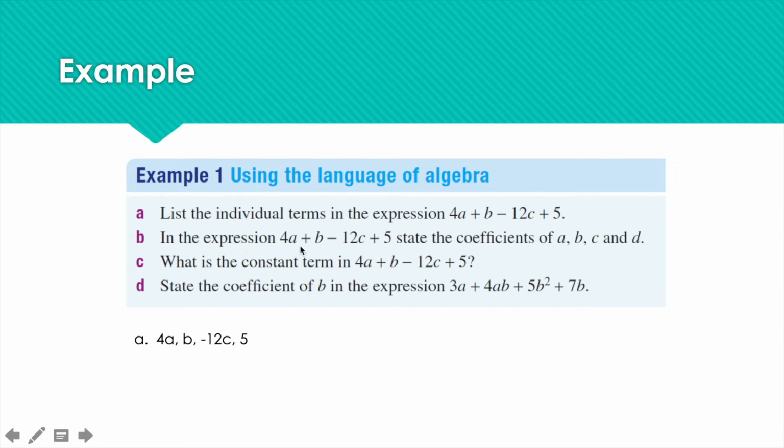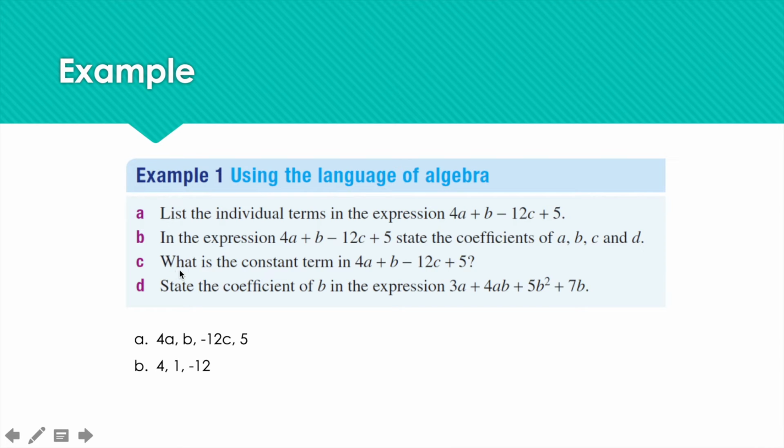In the expression 4a plus b minus 12c plus 5, state the coefficients of a, b, c, and d. So the coefficients are the number in front. So in front of a we have 4, in front of b we have 1, in front of negative 12c we have negative 12, and then there's no letter for 5. So 4, 1, and negative 12.